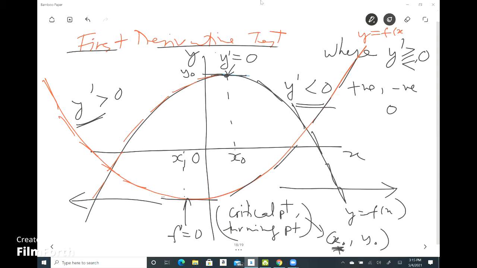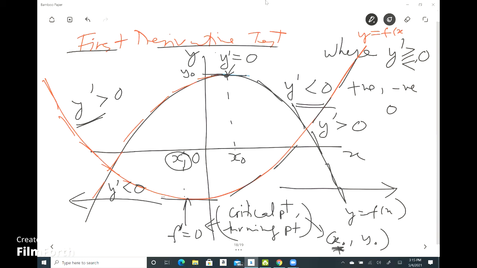For the red, y prime is negative. Over here, y prime is positive. And you have a critical point, the turning point where f prime is equal to 0, and that happens at x0 or x1. Again, you will see the breakdown of the interval based on what? Based on the critical point.